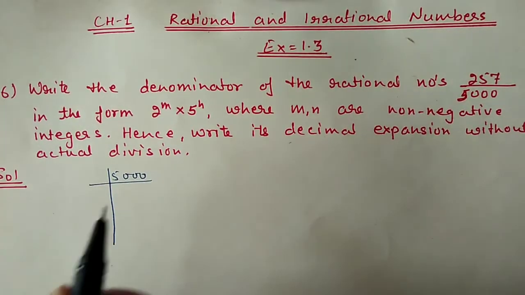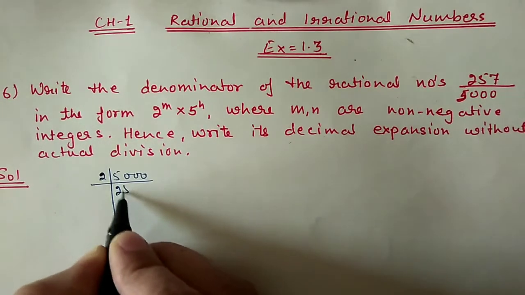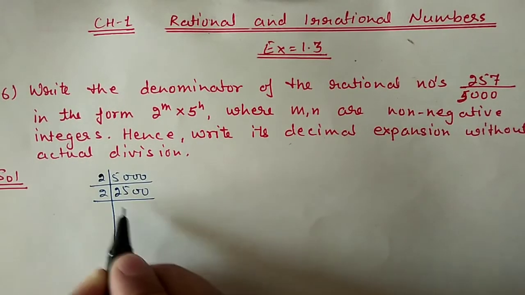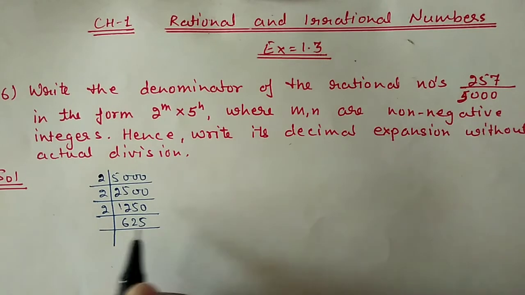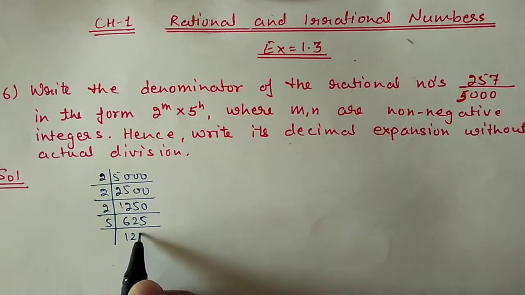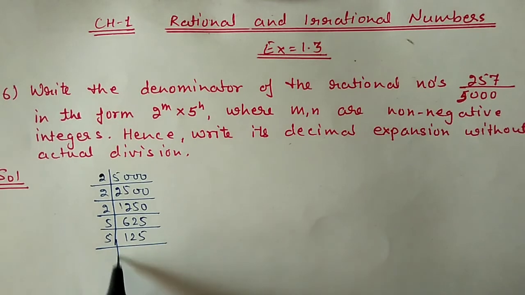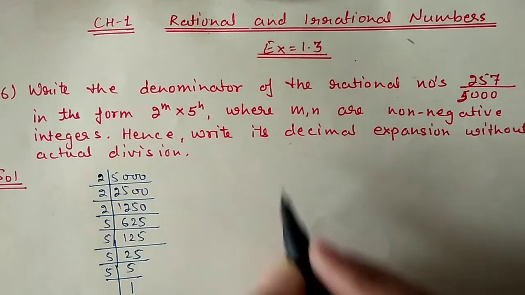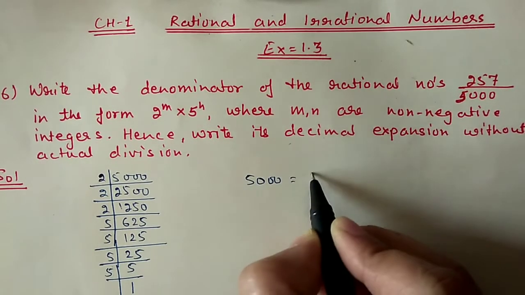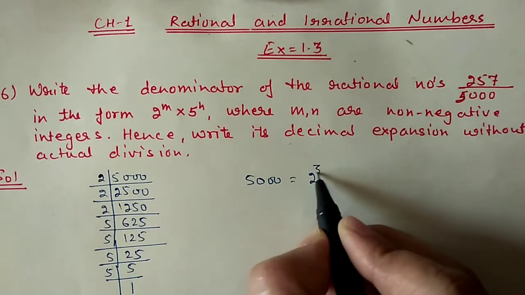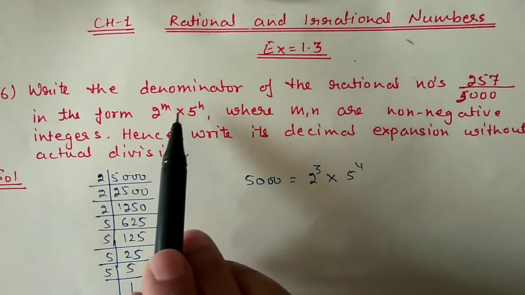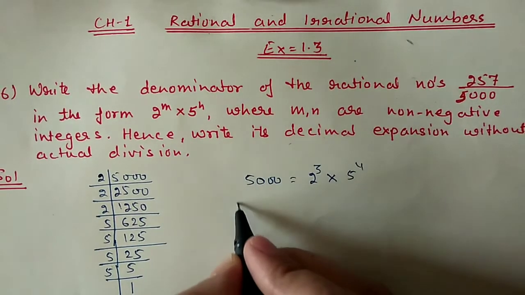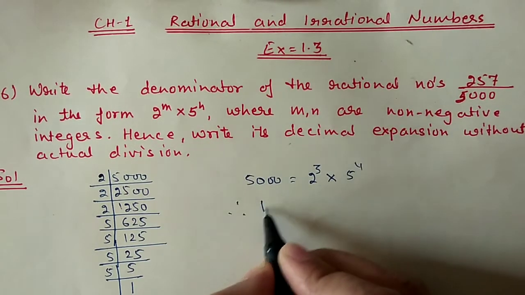5000. We have to do prime factorization. First it will go with 2: 2 into 2500 as it is, then 2 into 1250 as it is, 2 into 625, then it will go with 5: 5 into 125, 5 into 25, and 5 into 5, 1. So the factors of 5000 are 2 to the power 3 and 5 to the power 4. So the denominator is coming in the form of 2 to the power m and 5 to the power n. Therefore it is a terminating decimal expansion.